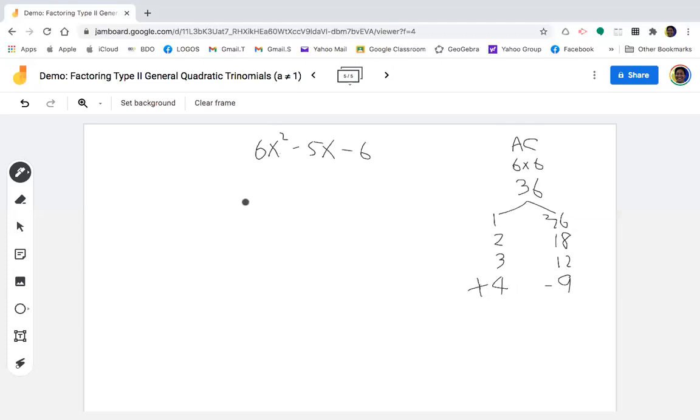Alright, we now have to rewrite the original problem. 6x squared. And then we split negative 5x into plus 4x minus 9x minus 6. By the way, it doesn't matter which one you write first. Alright, you can interchange the positions of 4x and negative 9x in these problems. They will give you the same factors in the end.